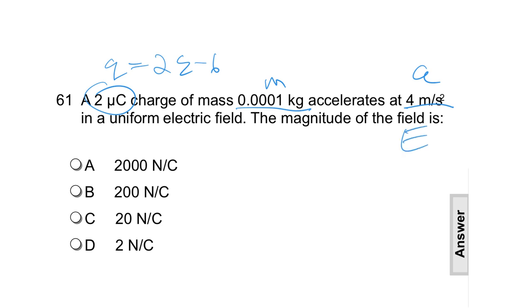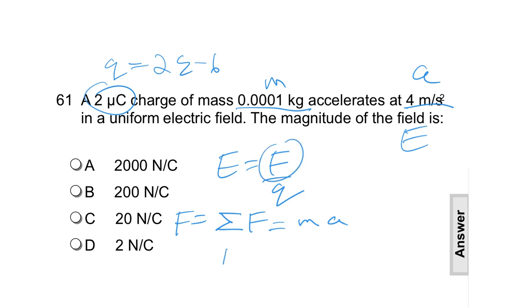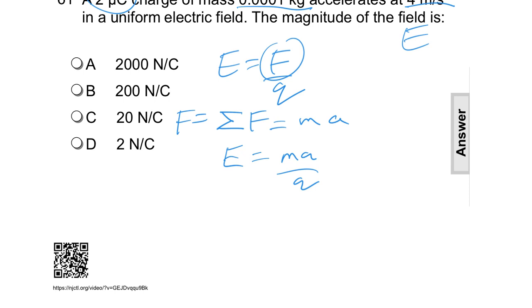So I'm looking for E. E equals F over Q. And you're going to say, wow, I don't have force. But don't give up. You do have the force, or you can find it, because the net force is the force, because weight's not significant. And that equals MA. So I can substitute MA in that equation up there. Then I'm solving for E. I don't have to cross multiply, I just substitute in.